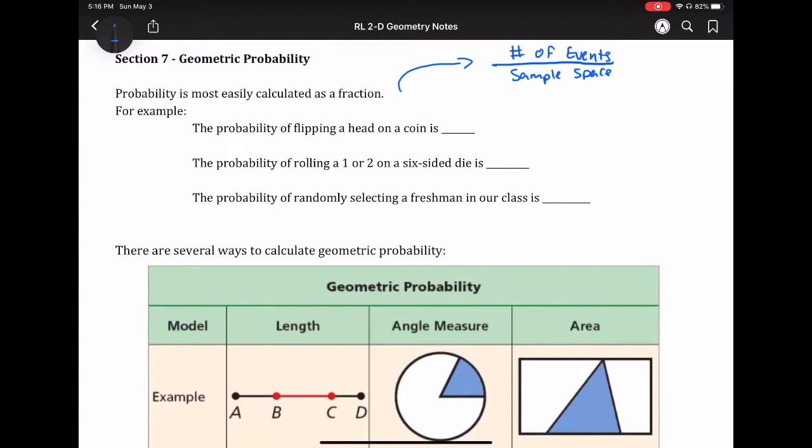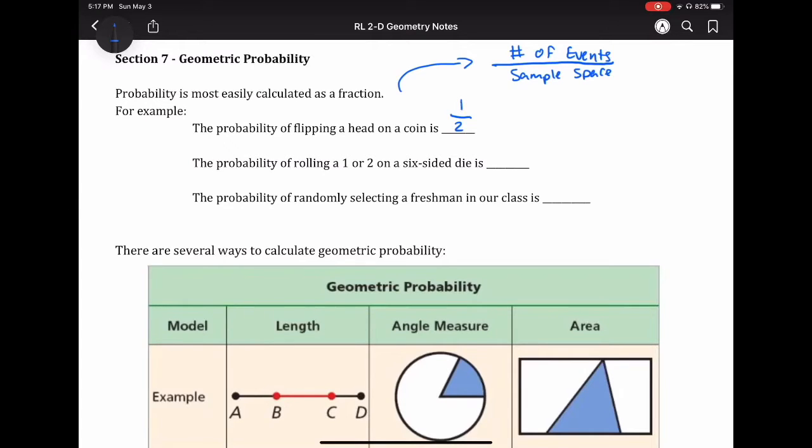So, for example, the probability of flipping a head on a coin, well, the coin has two sides on it, heads and tails. So your sample space is 2, but there's only one head, so there's only one chance of a head, so the event is 1.